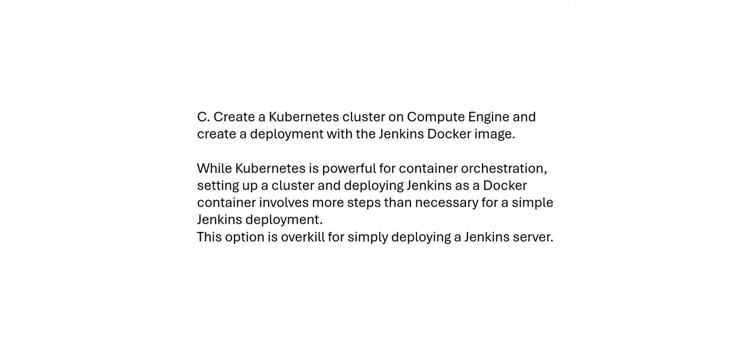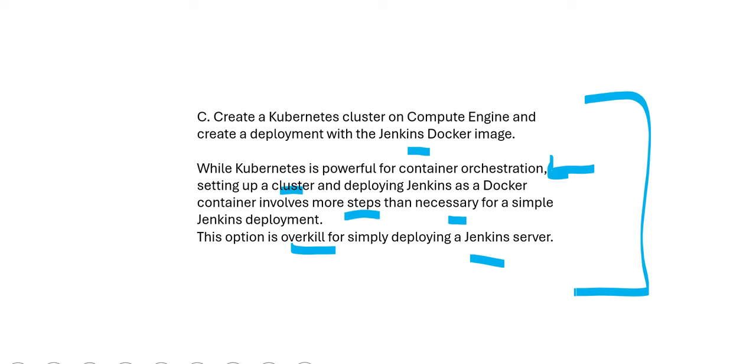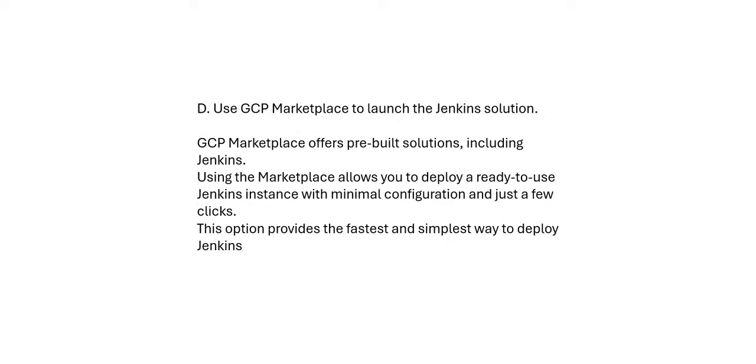C is telling, okay, let's use Kubernetes cluster and create a deployment with Jenkins Docker image. So Kubernetes is powerful, we all know, for container orchestration, for setting up cluster, those things. Okay, but it involves a lot more steps than necessary. So basically, you are overkilling. For a simple deployment of Jenkins server, this is an overkill. We should not go this way. This requires maximum number of steps.